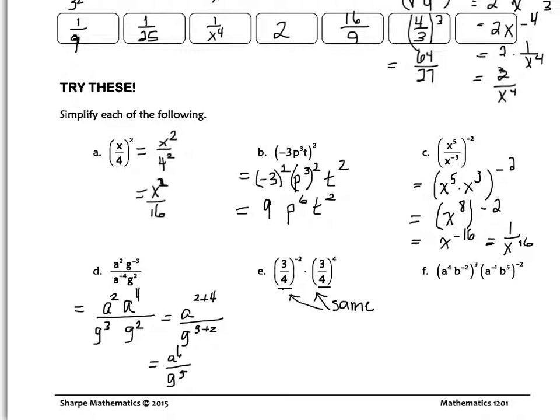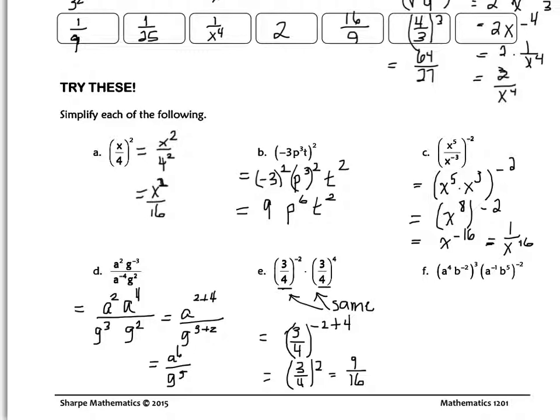And they're power terms with the same base, so I can keep that base and add the exponents. So that would be negative 2 plus 4, which would become 3 over 4 squared, which becomes 3 squared, which is 9, over 4 squared, which is 16.